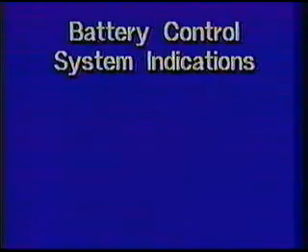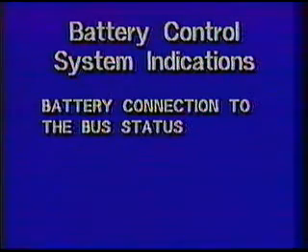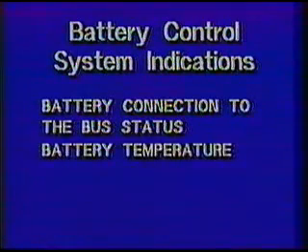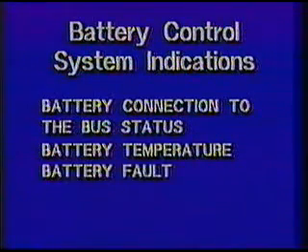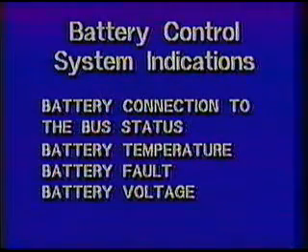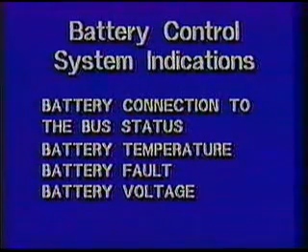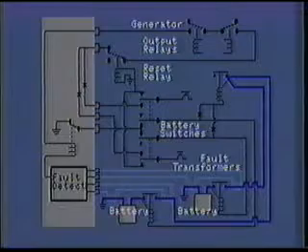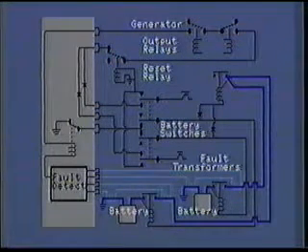Indication functions of the battery control system are to provide the pilot with indications of whether each battery is connected to the system by means of a battery disconnect light, to provide an indication of the battery temperature through a temperature indicating system, and to indicate when the battery fault system has removed the batteries from the aircraft's bus by means of a battery fault light. A voltmeter is also provided that allows determination of the voltage present on the aircraft's bus and the voltage of each battery.